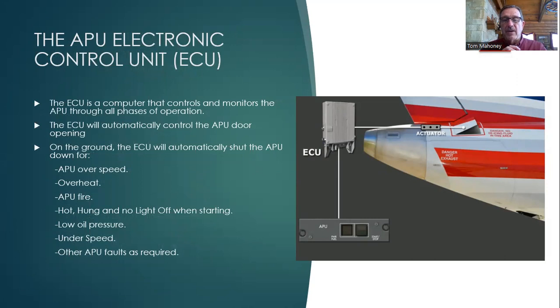Now, how do we start the APU? Well, we start the main engines using pneumatic air sources because they're really big engines and they need a lot of air to get started. The APU is a smaller jet engine. It will actually start using battery power. It does not need a source of air power to start the APU in this case.